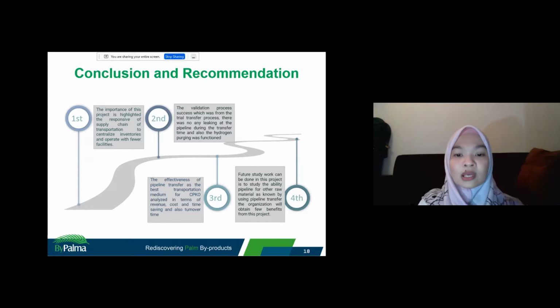The third one, the effectiveness of the pipeline transfer is proven as the best transportation medium for CPKO, analyzed in terms of revenue, cost and time saving, also the turnover time. The fourth one is that further study can be made. This is a recommendation: maybe further study can use other raw materials, maybe rubber palm stearin, or other raw materials based on palm oil. Okay, that's from me.